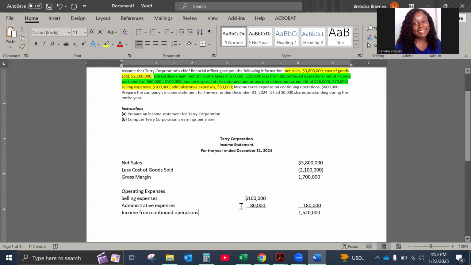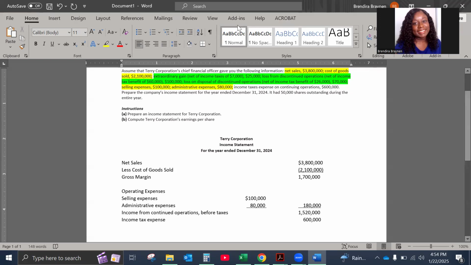Now, because we're doing a corporate income statement, this normally says before taxes. Prior, it only had this information. Let's say for a sole proprietorship or a partnership, it would have just income from continued operations. In this case, before taxes, because it's a corporation, we're keeping track of taxes very closely. Income tax expense, they told us, is 600,000. So that's on continued operations. That's a hint there.